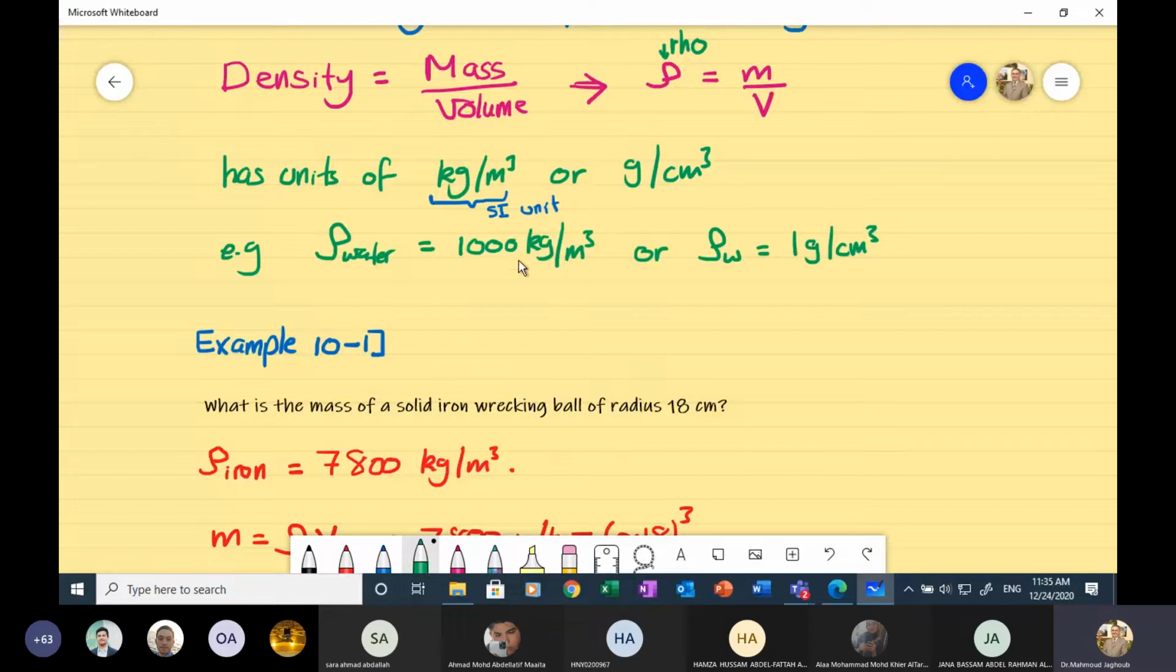Each 1 meter cubed of water has a mass of 1,000 kilograms. And you can easily change from kilogram per meter cubed to gram per centimeter cubed. You just use conversion factors. Very simple.